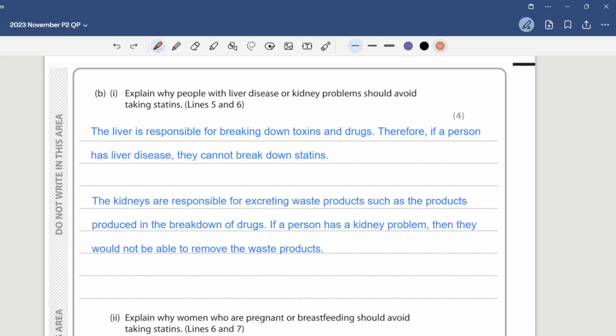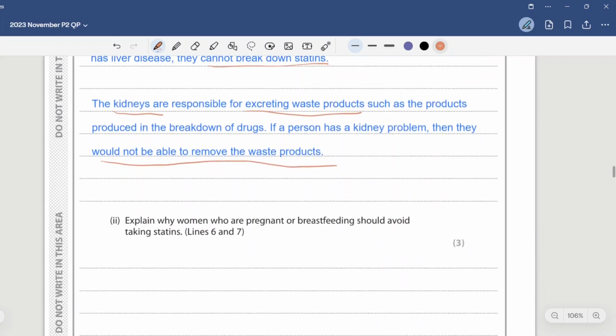Okay, let's go through the marks. The first mark is liver is responsible for breaking down toxins, therefore they cannot break down statins. The third mark is kidneys are responsible for excreting waste products. And the fourth mark would be, therefore, a person would not be able to remove the waste products.